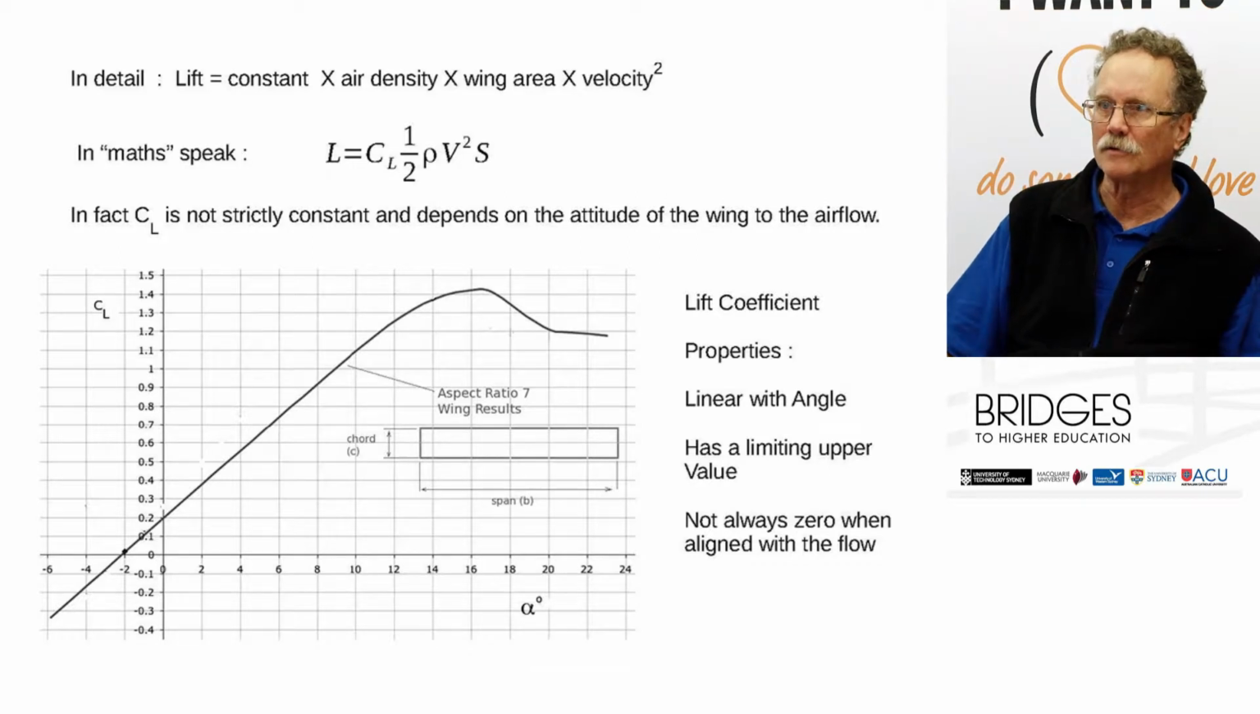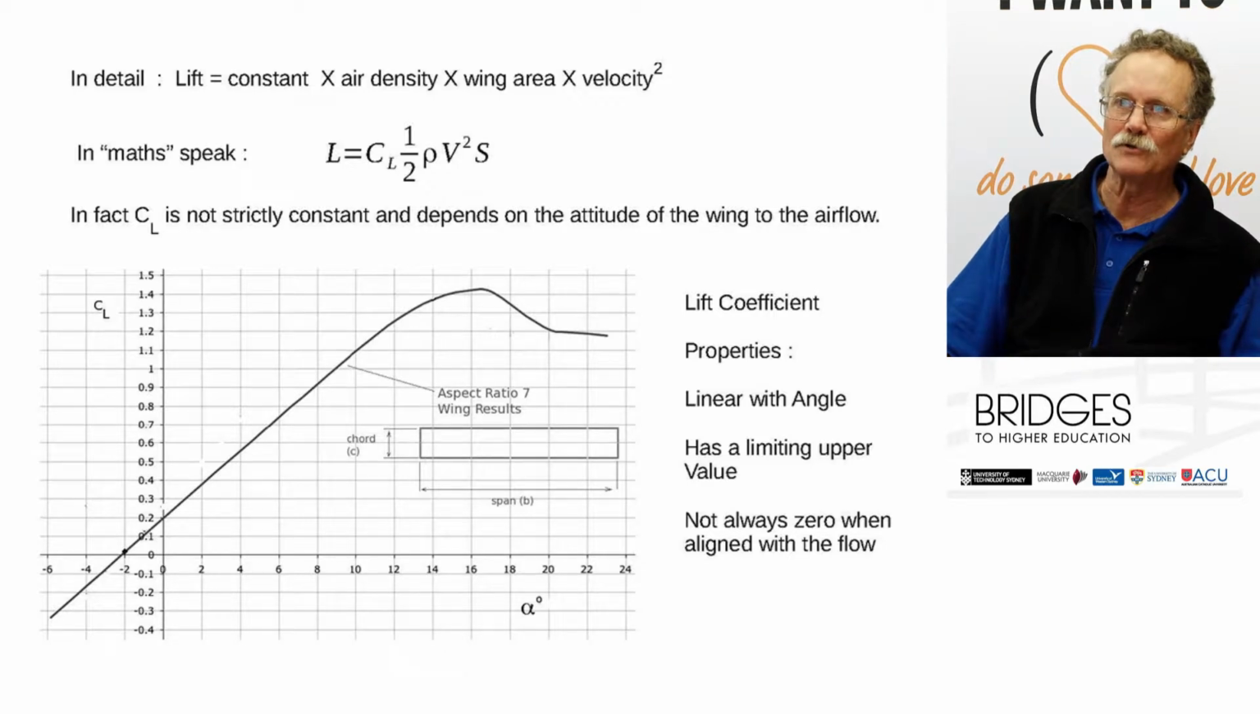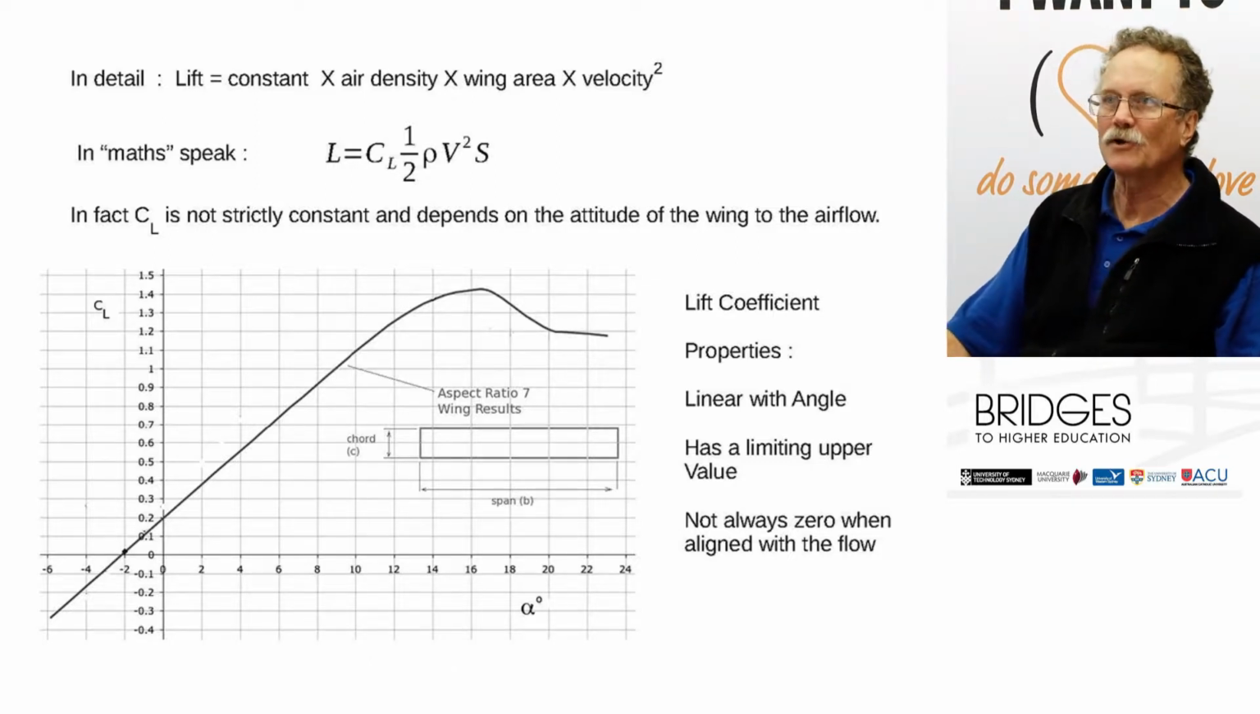So if we go and look at tests from wind tunnels, we'll find that if we change the attitude of the wing, if we change its angle to the flow, anywhere between 0 and 20 degrees, then we'll get changes in this lift coefficient constant. Typically it's linear. So if we go from 2 degrees to 4 degrees, we'll get that linear improvement in lift coefficient.